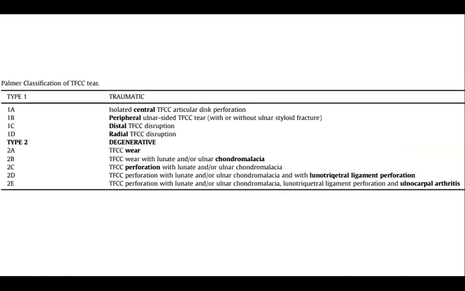Summarizing, type 1 we have discussed in detail. Type 2 is degenerative. 2A is TFCC wear. 2B is TFCC wear with ulnar or lunate chondromalacia. 2C is TFCC perforation with ulnar or lunate chondromalacia. 2D is 2C with lunotriquetral ligament perforation. 2E is 2D plus ulnocarpal arthritis.